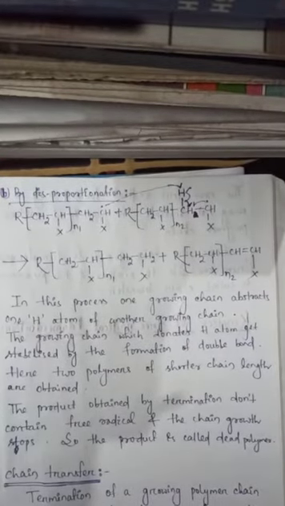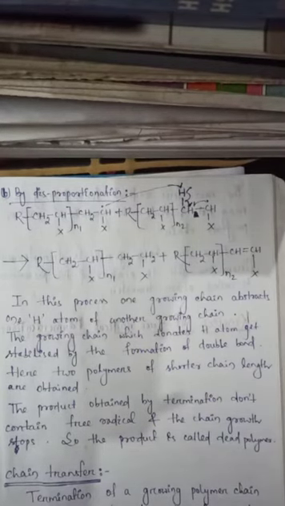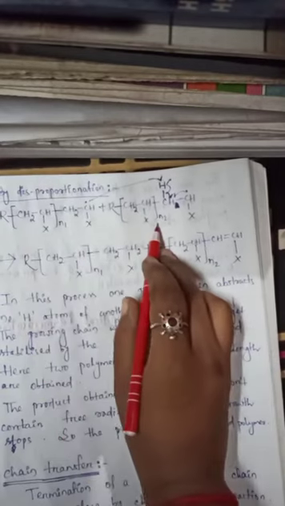After that, disproportionation. In disproportionation, a hydrogen atom is shifted from one growing chain to another growing chain, and the growing chain which gives the hydrogen atom becomes stable by forming a pi bond. So this is the reaction. Here R CH, this is the growing chain, N type growing chain, this is N1 type, and this is N2 type.